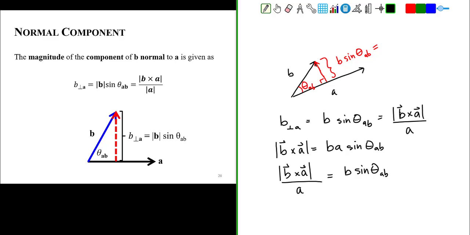So that means that side, that component of vector B that is perpendicular to A, is equal to the magnitude of the cross product between vectors A and B divided by the magnitude of vector A. And I will just call this the component of vector B normal or perpendicular to vector A.